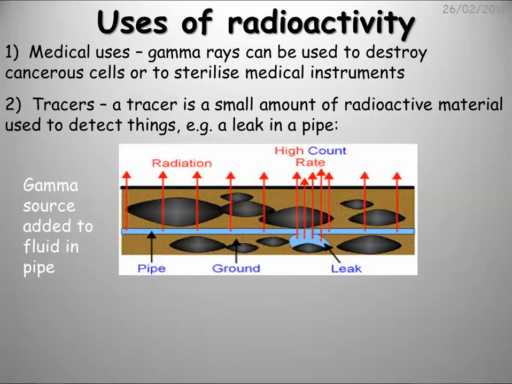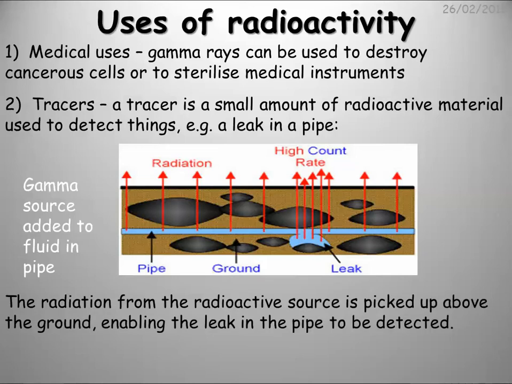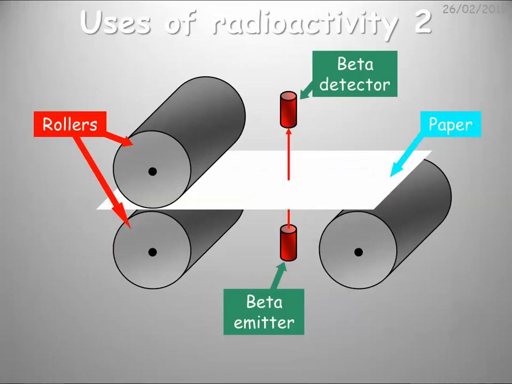Gamma, as it's not absorbed by anything, will go right through the pipe and through the soil. Although the count rate will be reduced, you'd still pick up some gamma radiation. So we can pick up the gamma count by an increased count rate above the leak.